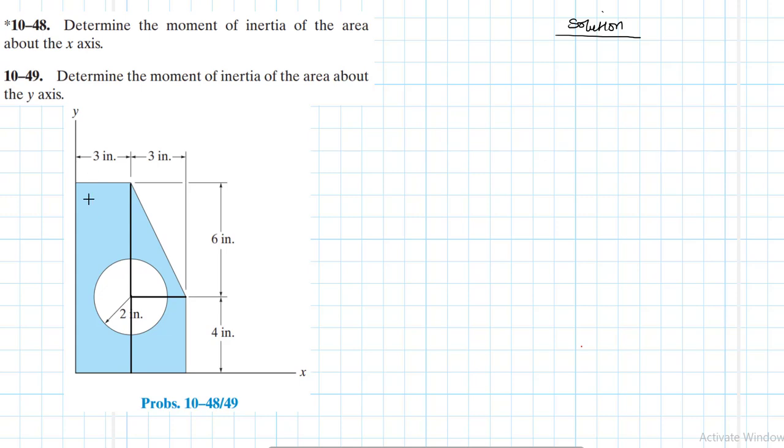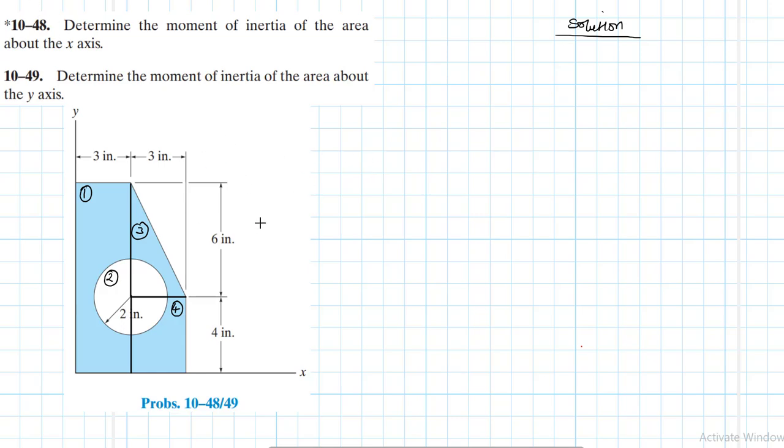Alright, so let's call this particular shape shape number 1, the circle I'll call shape number 2, this other triangle there I'll call shape number 3, and this small rectangle here I'll call shape number 4. Now let's define the geometric properties.